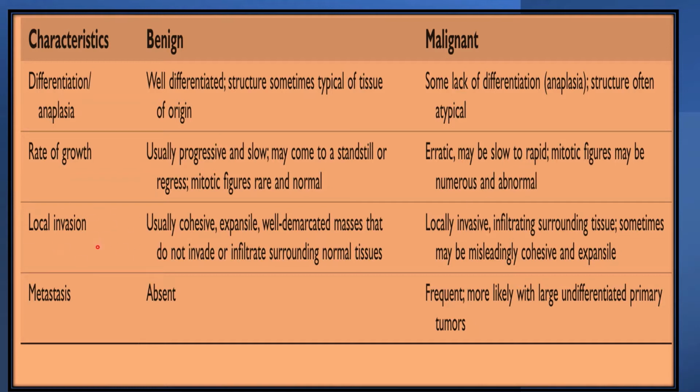And this is also important. The local invasion is very important: benign tumors are usually cohesive, well demarcated masses, and malignant tumors are infiltrative and penetrating, and can destroy the nearby tissue as well, right? So you can read this really well, and make sure you know how to distinguish between the malignant versus the benign.